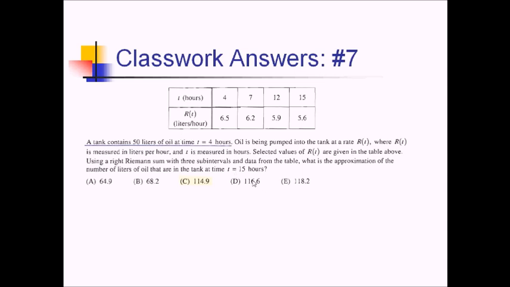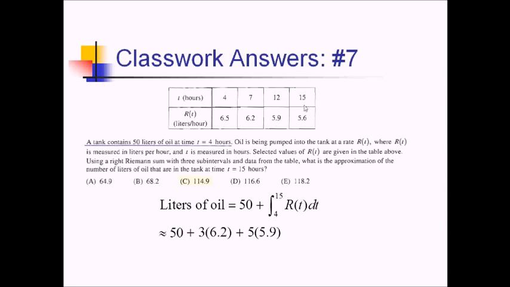So we've got an integral we need to take from 4 to 15 of R of t, and we also can't forget about the 50 liters of oil that are in there in the beginning at t equals 4 hours. So we've got 50 plus the integral from 4 to 15 of R of t dt. So this is going to approximately equal 50 plus, and now they said they want us to use a right Riemann sum. So we have to use all the right endpoints here. We're going to have a base of 3 times 6.2, and then a base of 5 times 5.9, and then a base of 3 times 5.6.